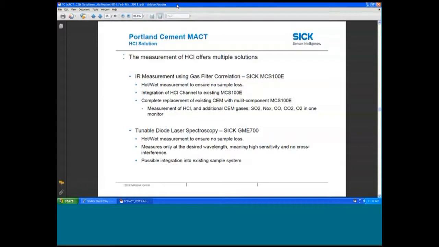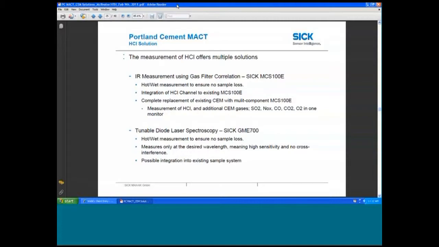The first device we talk about is an infrared measurement using gas filter correlation. This is our MCS100E. A lot of you in the cement industry are probably familiar with the MCS100E. It's quite extensively used for CEMs. It's a multi-component system, so if you had one, you can simply add an HCl channel to it, or you could add the measurement of HCl to a new system if you had decided as part of your evaluation process that the older system was near the end of its life and you were looking for something new. You could add HCl to a system that included SO2, NOx, CO, CO2, and O2 in one monitor.